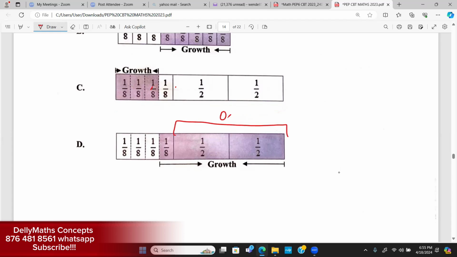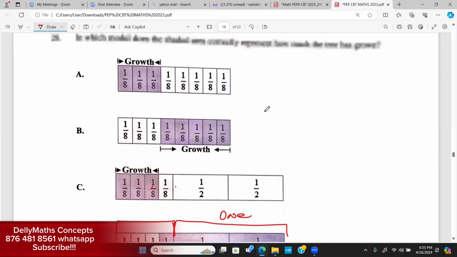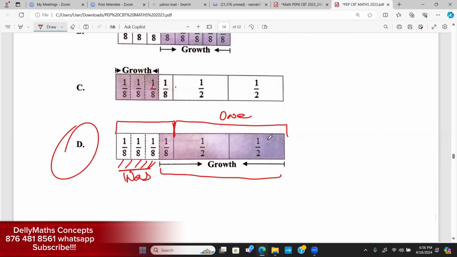And so this is 1 whole, and this is 4/8, a half. Oh, so you're actually seeing what was there in the beginning, and then the tree would have grown 1 and 1/8. That's the growth. So D is the answer. D. All right, so number 28, D.